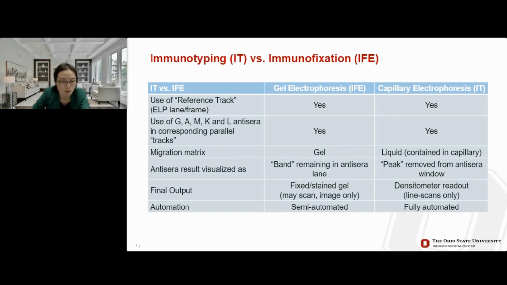Currently, protein electrophoresis can be considered an efficient tumor marker identification tool with low cost and high performance. Serum protein electrophoresis and immunofixation on gel and capillary have been the main and stable assays used to diagnose monoclonal gammopathies for decades. Both gel and capillary electrophoresis use IgG, IgA, IgM, kappa, and lambda antibodies to detect the corresponding tracks while using a reference track.